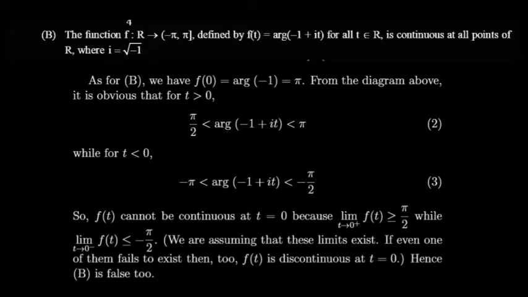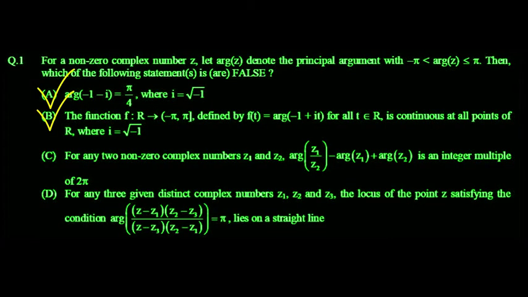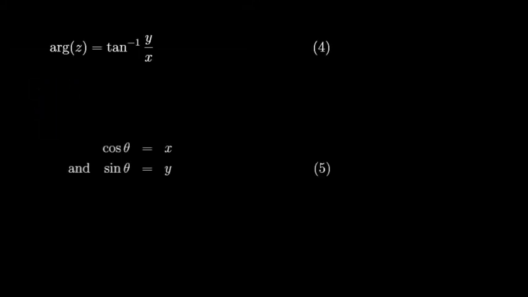If the limit fails to exist, then f(t) is discontinuous at t equals 0. B is false too. Another way to see that f is discontinuous at 0 is to get a more familiar expression for f(t).